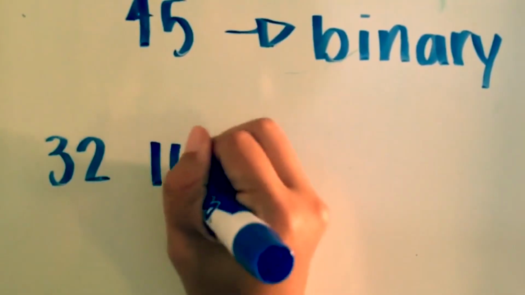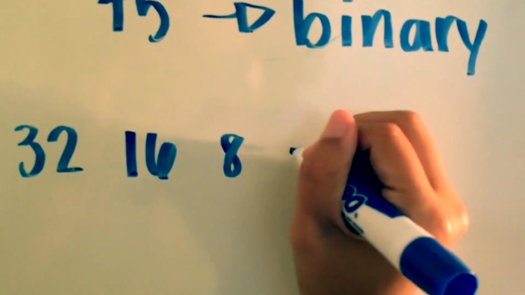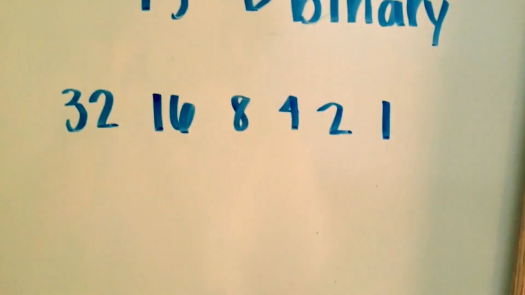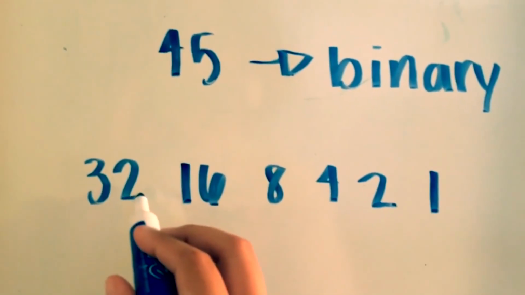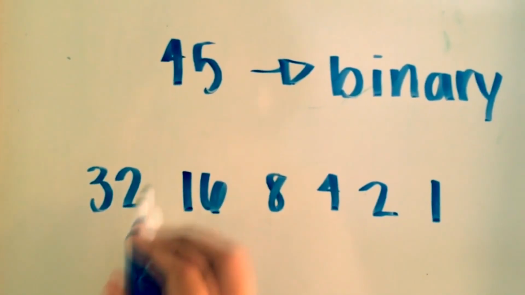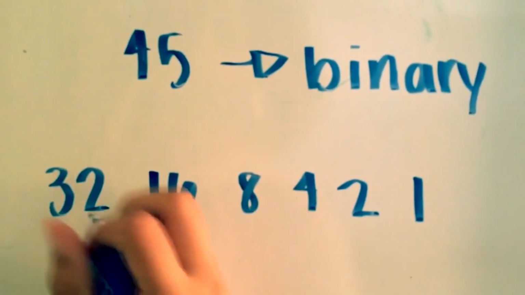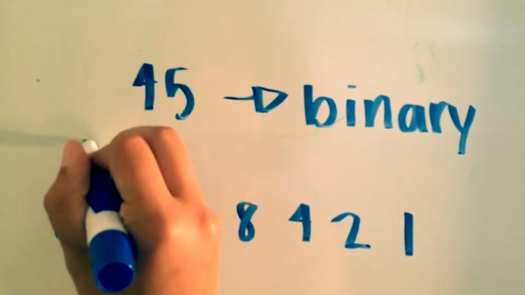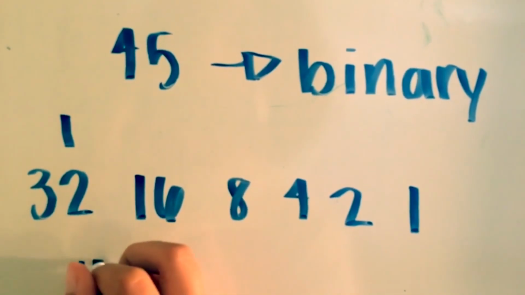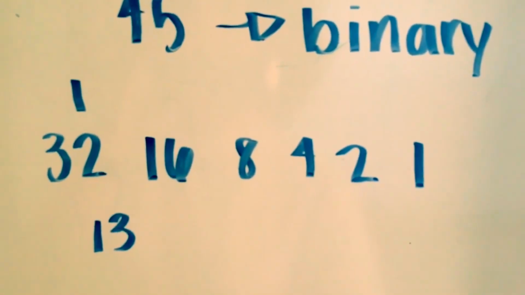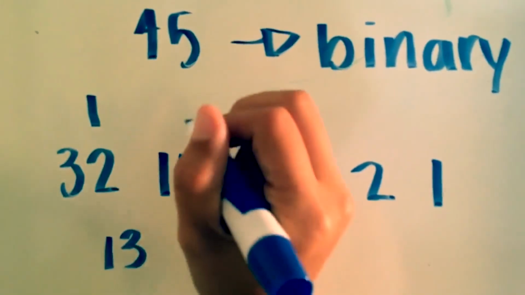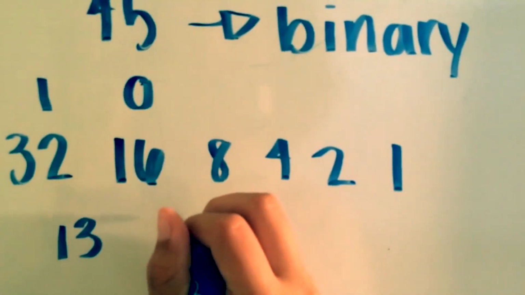And then you're going to go all the way from 32 to 1. So you're going to have 32, 16, 8, 4, 2, and 1. And what you need to do is subtract the closest value to 45, which I just said is 32, from 45, and then put a 1 above it. And then what you have left is 13. And then you know that 13 is less than 16, so you put a 0 above the 16 position.